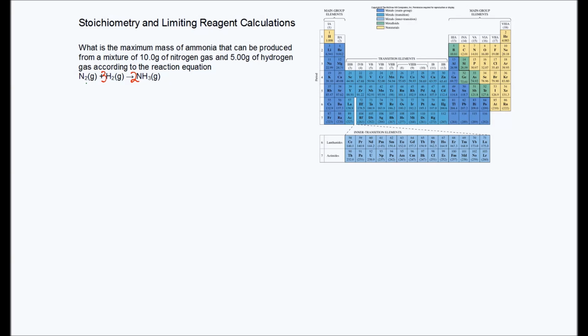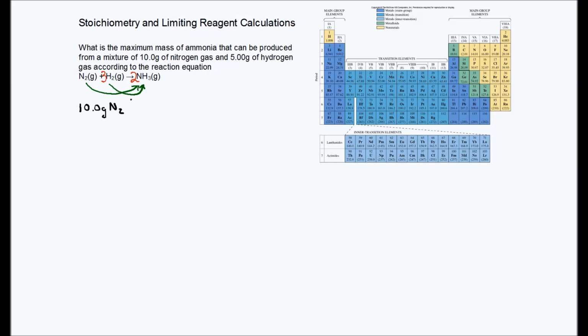What I'm going to do in this problem is convert from N2 into NH3, and then convert from H2 to NH3 to determine the limiting reagent. That's going to be the technique I'm going to use. So I'm going to start off with what I know first. 10.0 grams of nitrogen gas, N2.